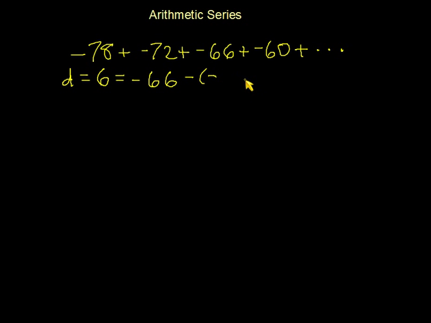Let's clean that up a little bit. Negative 66 minus negative 72 is the same as negative 66 plus 72, and that gets us positive 6. So that gets us our common difference. The other thing that's interesting about this series is the very first term.